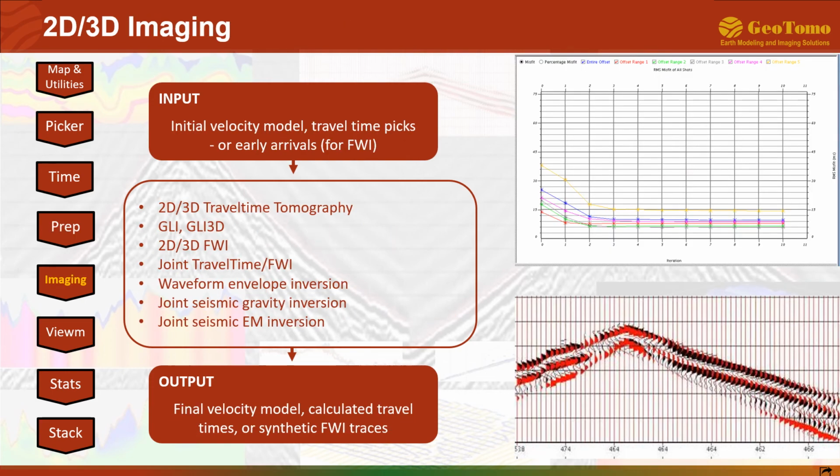The 2D, 3D imaging module contains the near-surface imaging methods, including Traveltime Tomography, GLI, FWI, various joint inversions, and multi-physics methods. The initial model is updated according to the selected imaging method. The output is the final velocity model, calculated first arrival times, and residual statics.